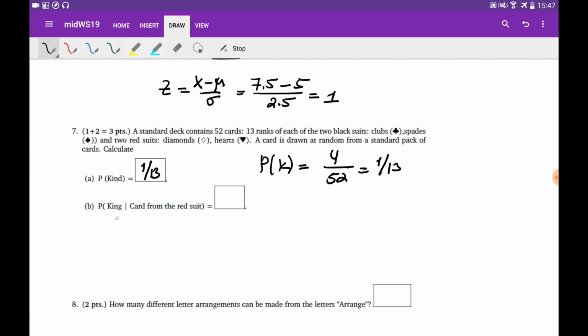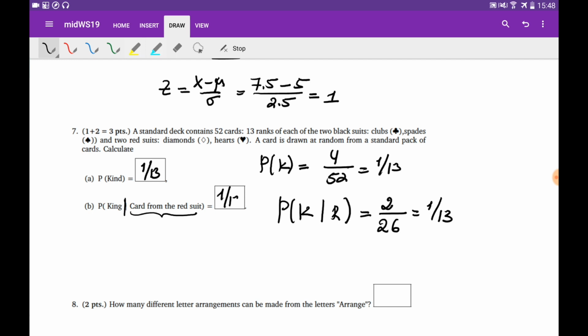So in the second problem, it is going to be a conditional probability. Basically, if you're given this kind of vertical line, it means that this event has already happened. So you choose a card and you know this is a red card already. And we need to find the probability that this card is a king, right? The probability that the card is a king if you have already chosen a red card: now we're going to count how many red kings we have. There are 2 red kings and there are 26 red suited cards. It is going to be 1 over 13 again.